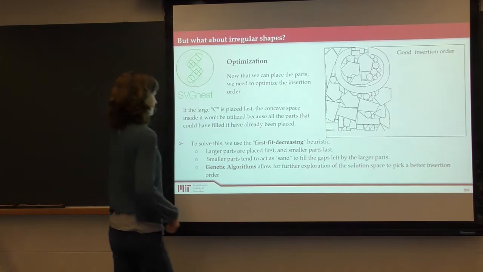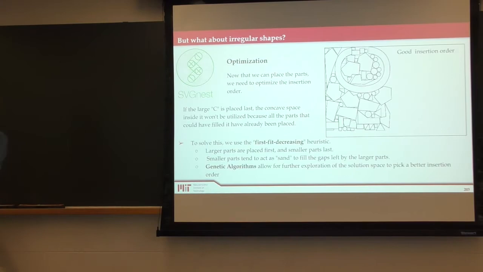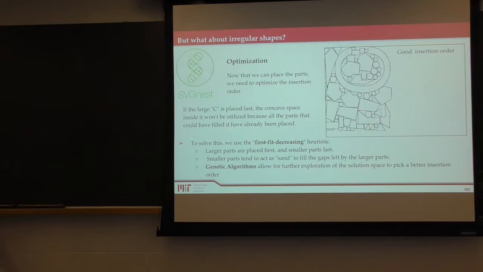So there's two steps we use for this. First, we're going to use the first fit decreasing heuristic we saw in the 1D case. So we want to go from large to small, which you can imagine is like if you have sand, you're first putting in the big blocks, and then you're pouring the sand in to fill the little gaps between them. Yeah? So when we say large, do we mean area-wise? Yeah, because the C basically is large. You could do bounding box size or width, or some other measure.